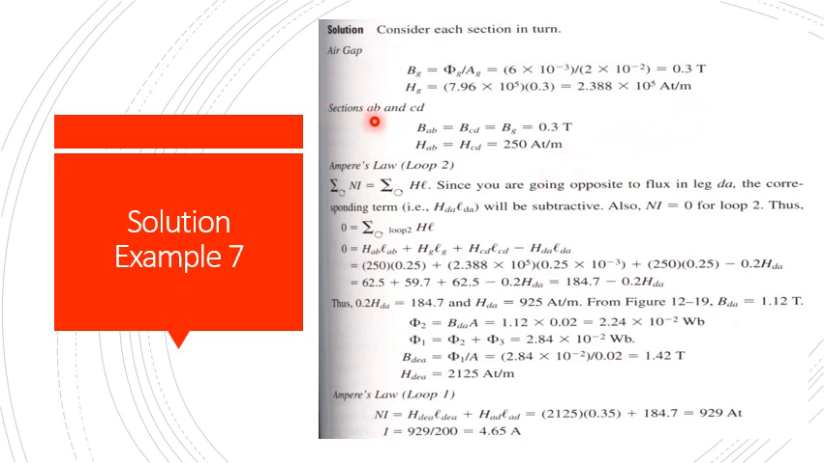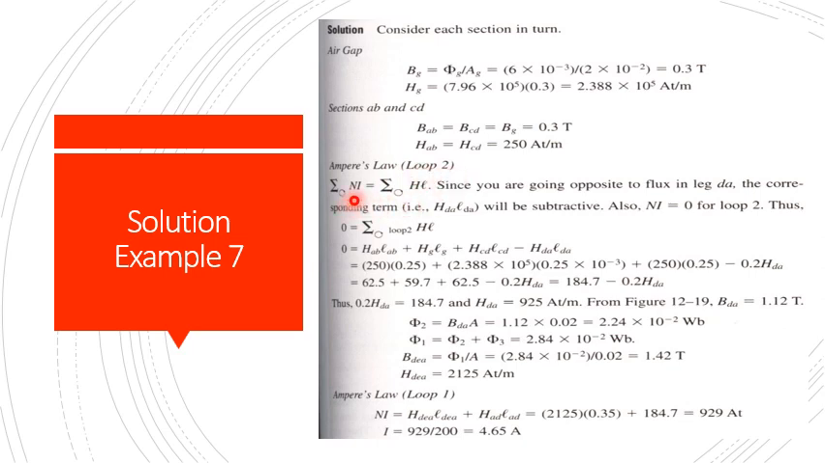For section AB and AD, they share the same flux with the air gap. So the B is 0.3 Tesla, and we have to refer to the BH curve to see the H for this core. The H value is 250 ampere turn per meter. Then we can use Ampere's law for loop 2.